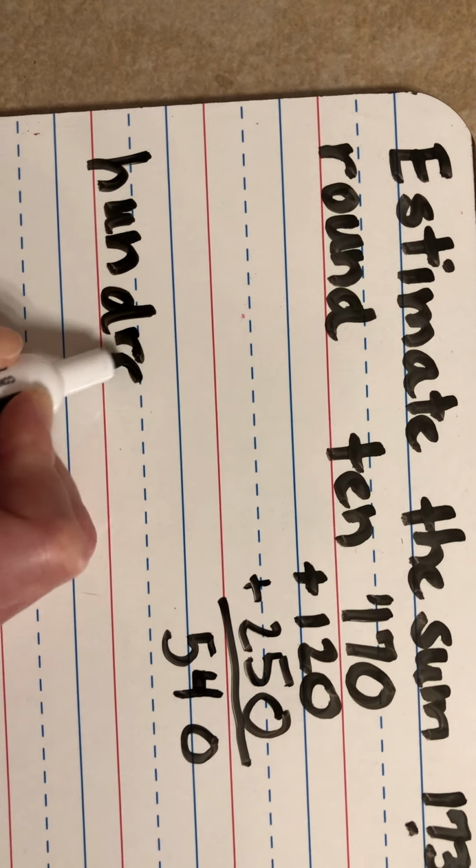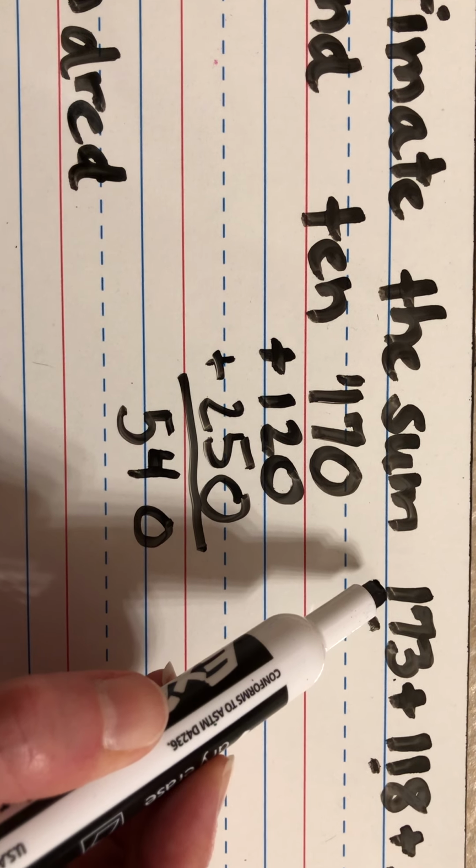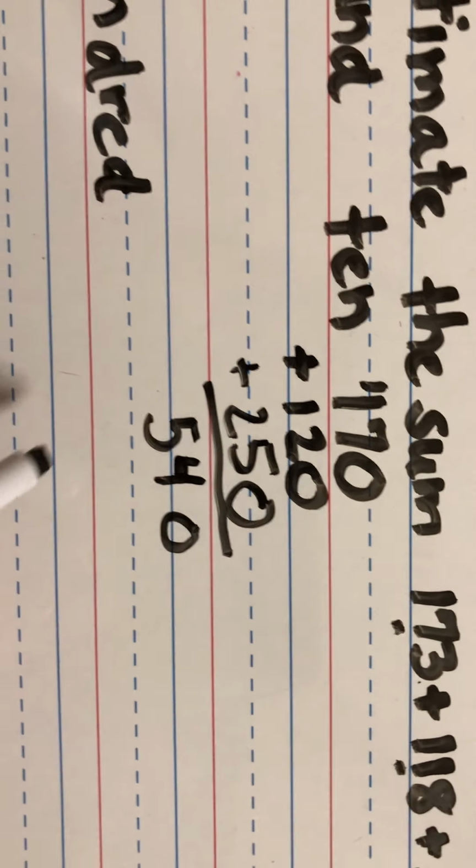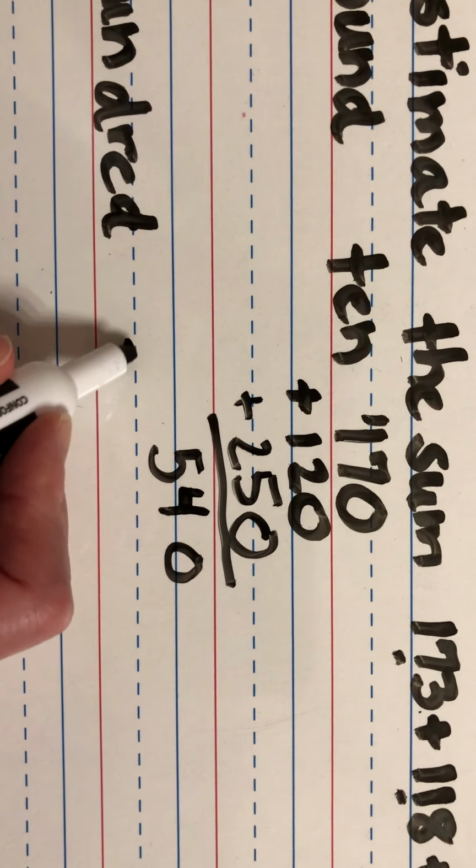So 173, we're looking at this digit here. Is it closer to 100 or 200? 173 would be closer to 200. Is 118 closer to 100 or 200? It's closer to 100. Is 250 closer to 200 or 300? Well, it's right in the middle. But if it's right in the middle, they always round up. So go to 300, add it up, and you get 600.